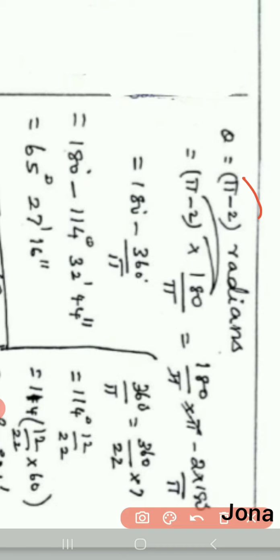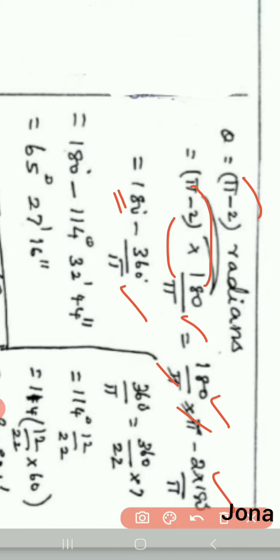They ask us to find the angle in degrees, minutes and seconds, isn't it? So I want to multiply with 180 by pi. Each and everything I multiply with 180 by pi: pi into 180 by pi minus 2 into 180 by pi. Then I can cancel pi and pi, so 180 is there, and multiplying the other term you get minus 360 by pi.